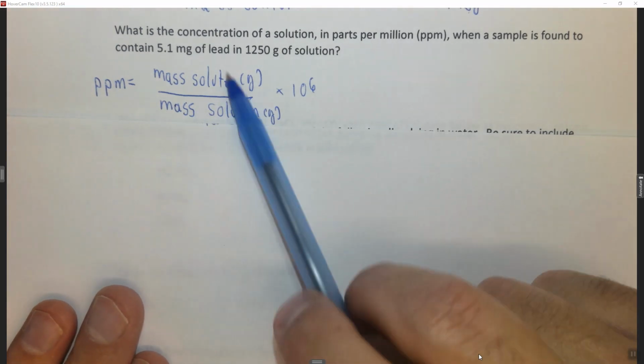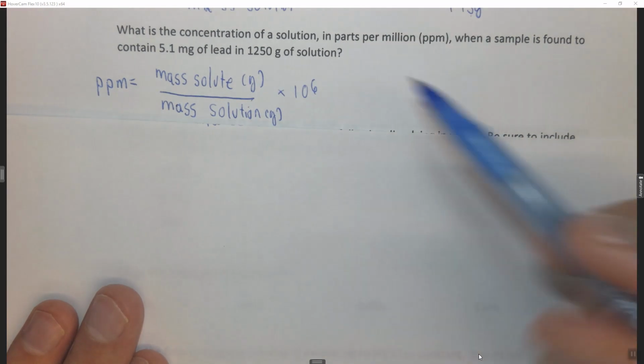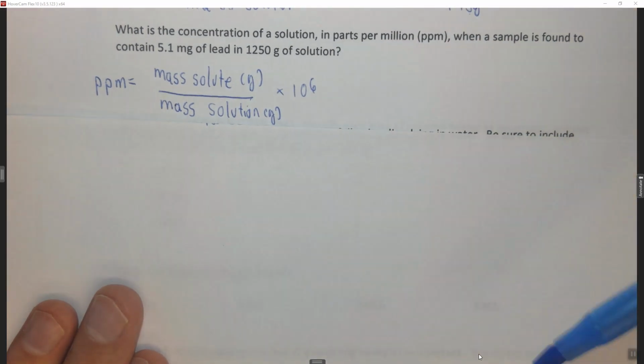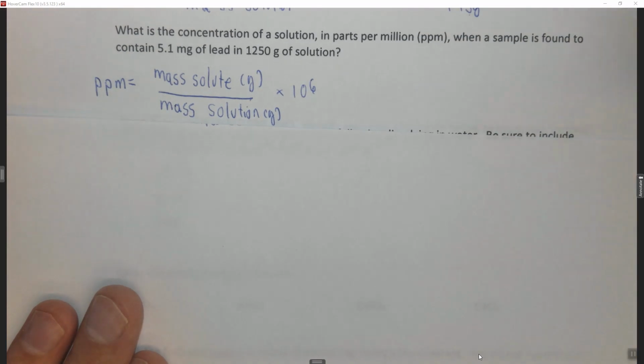So that is basically how you can do it, or you can do it as milligrams per kilogram, which is the same thing, because then the bottom unit is a million times greater than the top unit, so you're essentially multiplying by a million. So let's take a look here at how we're going to do this.